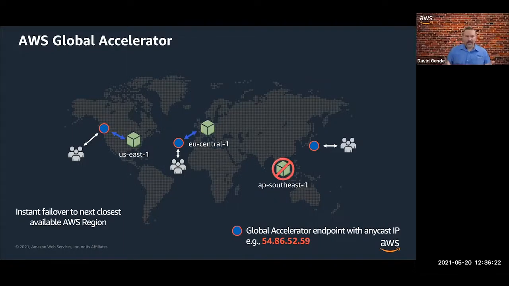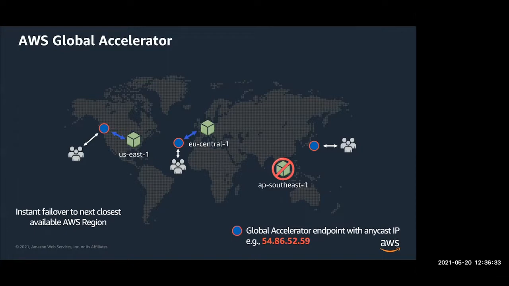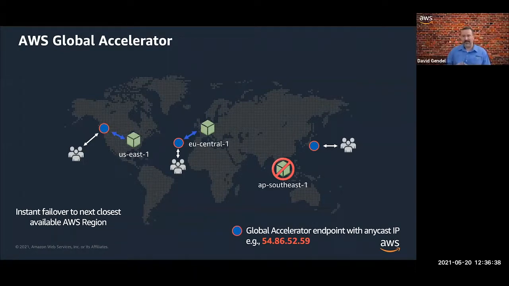Global Accelerator is going to use the AWS network to route TCP and UDP traffic to a healthy application endpoint. If there's a failure, Global Accelerator will instantly fail over to the next best endpoint. So this is also built in, right? If you are running in multiple regions and one of those regions is having an issue, those users who are close to that region don't have an outage. They're simply routed to the next best region. And that's just built into the service.